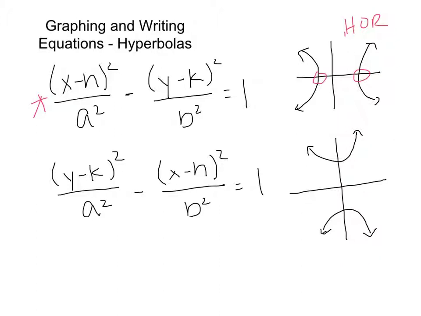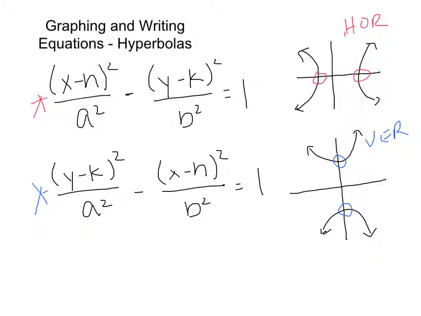Now, the other type of hyperbola that we have is a vertical hyperbola, and this one goes through the y-axis. Not always nice and pretty on the vertices like that, but it will always go through the y-axis at some point. Now, this vertical hyperbola has a different equation.